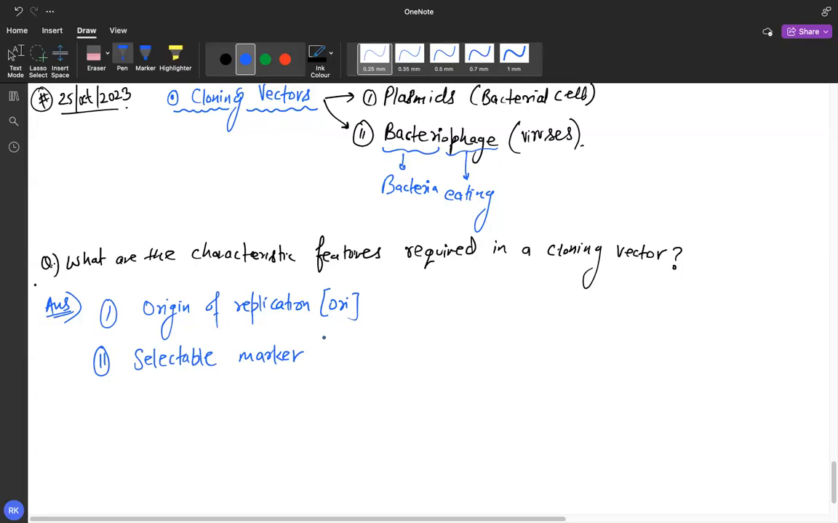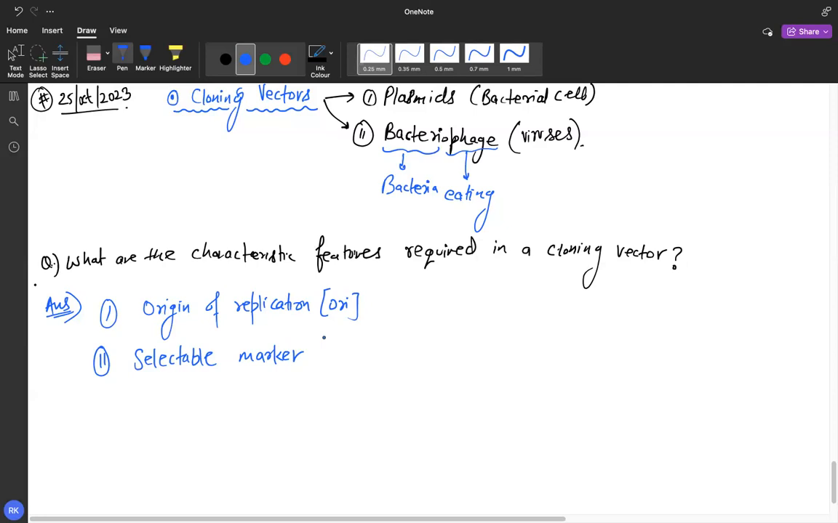So it is an identifying criterion to eliminate those bacteria in which our plasmid has not entered or in which the plasmid is non-functional. But in all other cells where the plasmid or the vector has entered and it is functional, they can be selected. So most of the time, this selectable marker gene is an antibiotic resistance gene. So there is a colony of bacteria I am growing.